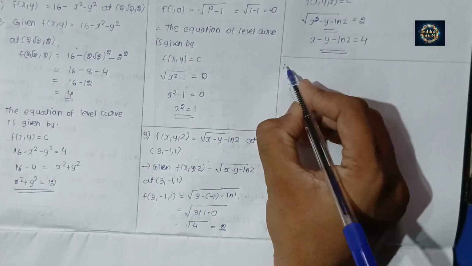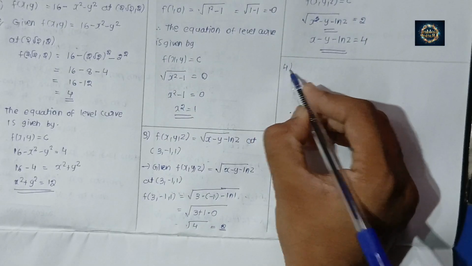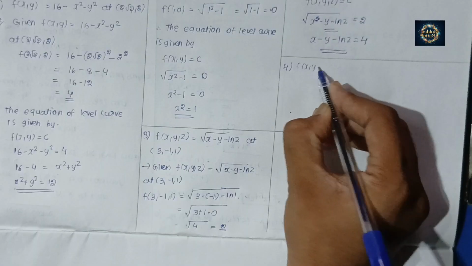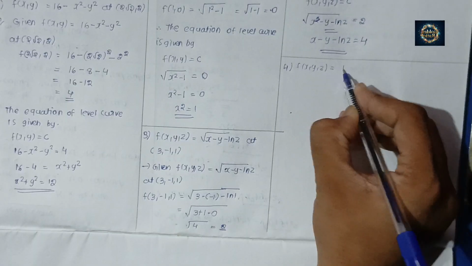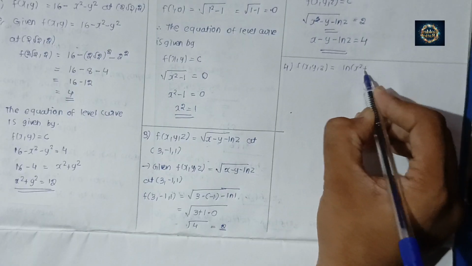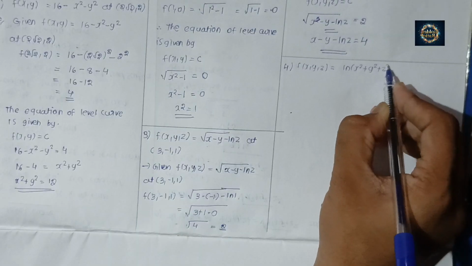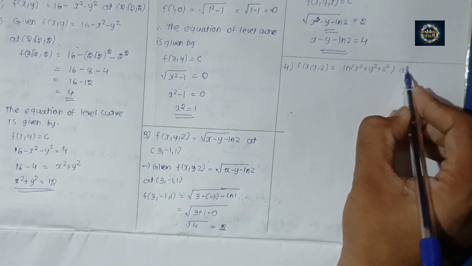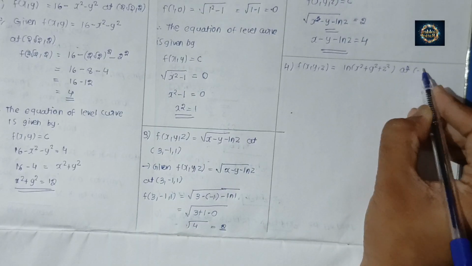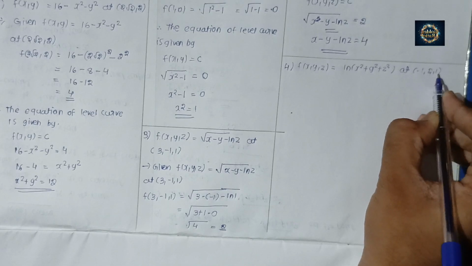The next question, which is also the level surface, f of x comma y comma z, is defined as ln of x square plus y square plus z square. They are at the point minus 1 comma 2 comma 1.